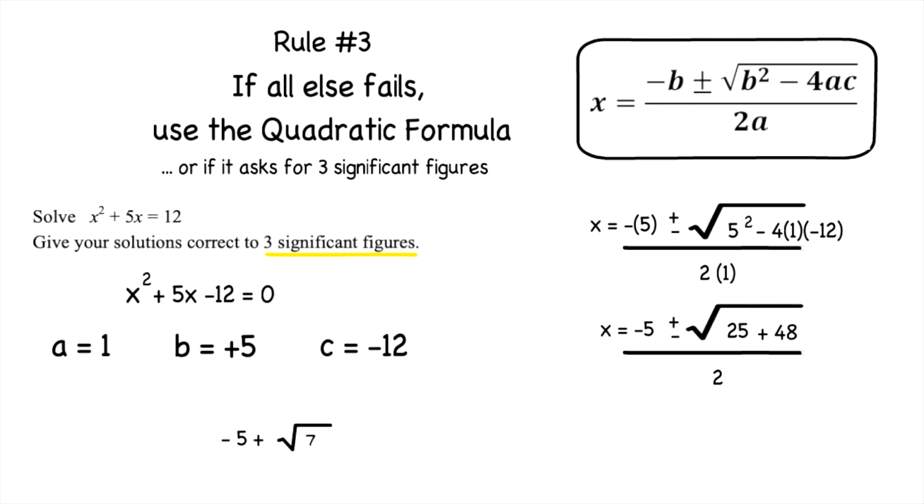This means that x either equals minus 5 plus the square root of 73 and all of that divided by 2, or x equals minus 5, take away the square root of 73 and all of that divided by 2. And that is how you use the quadratic formula to solve a quadratic equation.